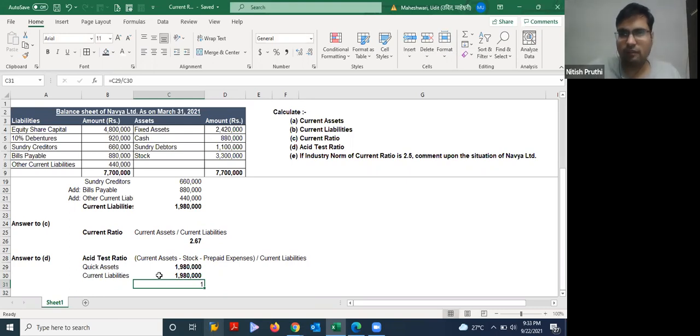So even if I have to pay my current liabilities as on date, I have assets equivalent to that to pay off those current liabilities. Right? I hope you got the answer.